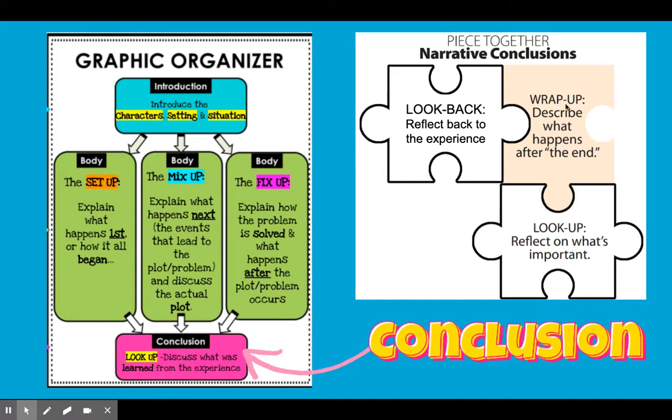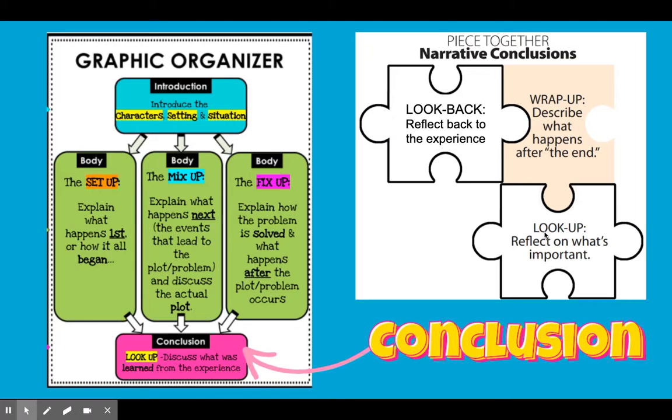Then we're going to do the wrap up. And the wrap-up describes what happens after the main problem happened and it was solved. So this could be something that happened maybe later that day, or maybe even a week or a month later in the story. But it kind of ties back to that experience. It just reminds us of what happens after all of this occurred.